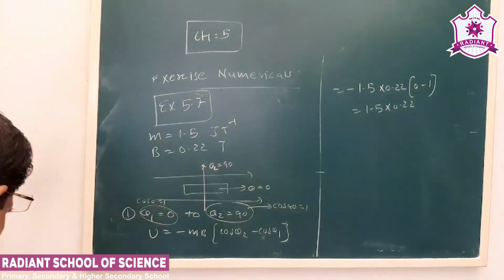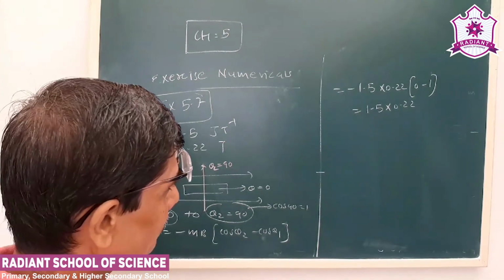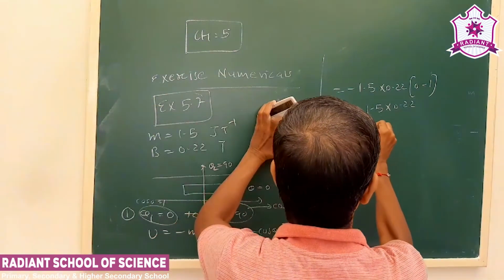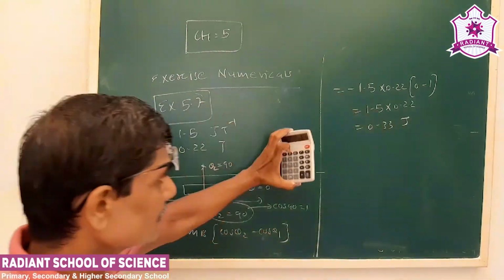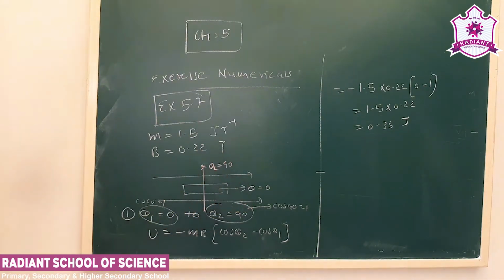So that will become 1.5 into, I think, 0.33. That is the work done to rotate from theta equal to 0 to theta equal to 90.